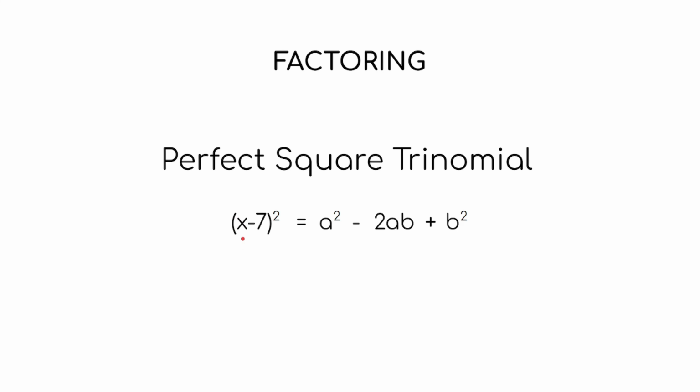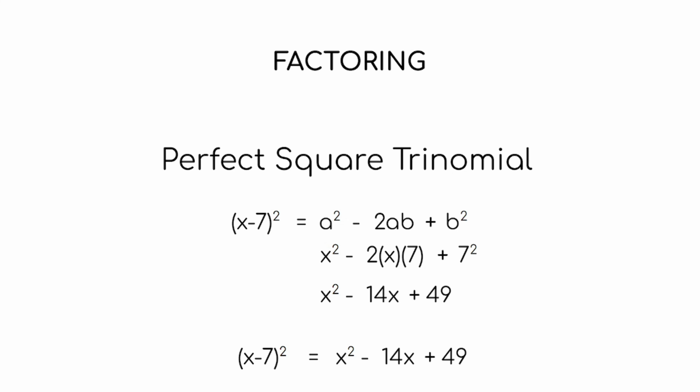x, which is our first term, is going to be our a, and 7, which is our second term, is going to be our b. That means that a squared is x squared, minus 2 times a, which is x, times b, which is 7, plus b squared, which is 7 squared. And if we simplify that, x squared stays the same, minus 2 times x times 7, which is 14x, plus 7 squared, which is 49. That means that x minus 7 squared is equal to x squared minus 14x plus 49.